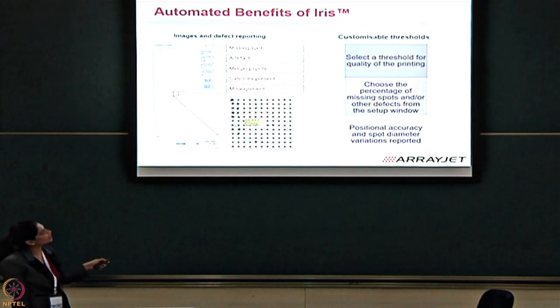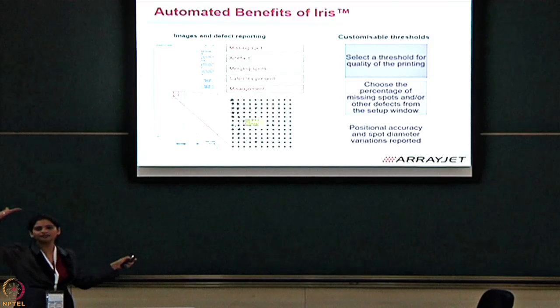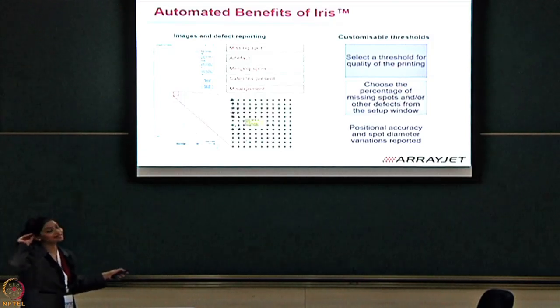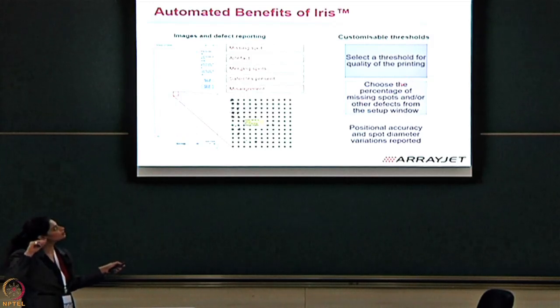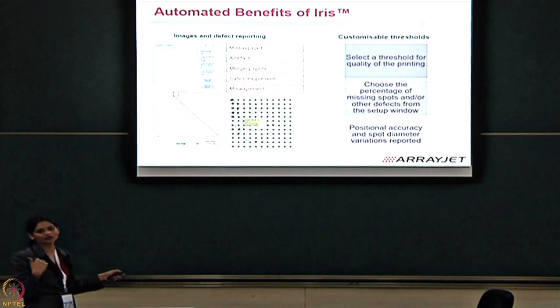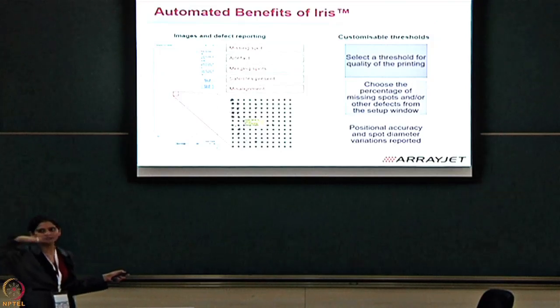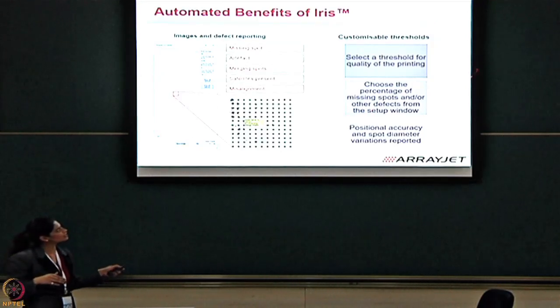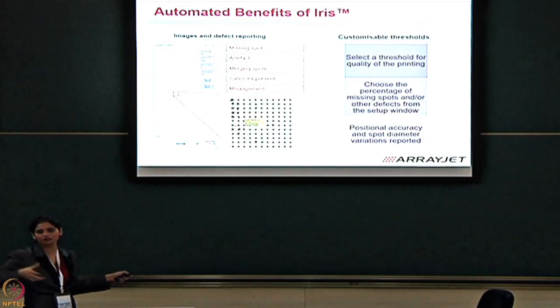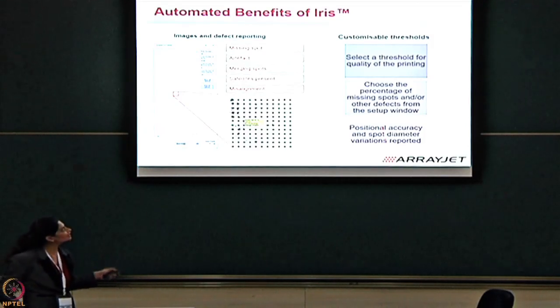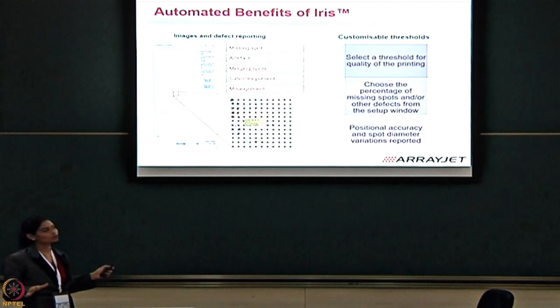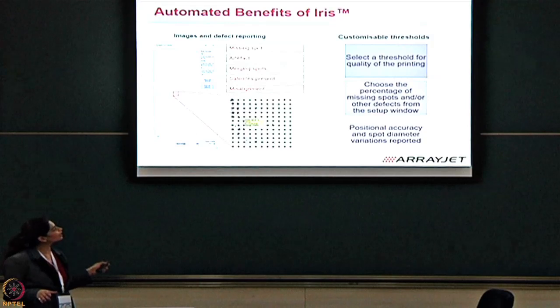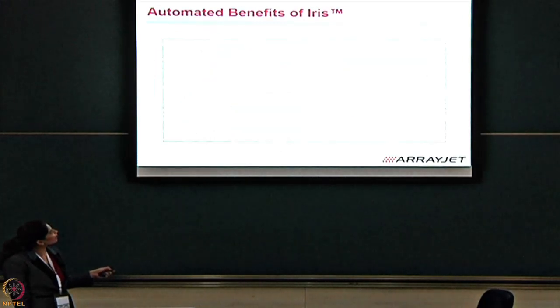So he selected his threshold, that he wants his spots to have a certain threshold of quality. He chose what percentage of missing spots he would accept. Many high-throughput proteomic research institutes have criteria. If they want a successful assay, they have criteria: my signal should be not above, not below; my spot has to be a certain percentage; I have to have a certain number of assays. So you have criteria for every assay to make it successful. We can set these criteria for the camera itself, so when it starts printing, it is able to detect against the thresholds that you have set, and it will give you a positive accuracy.